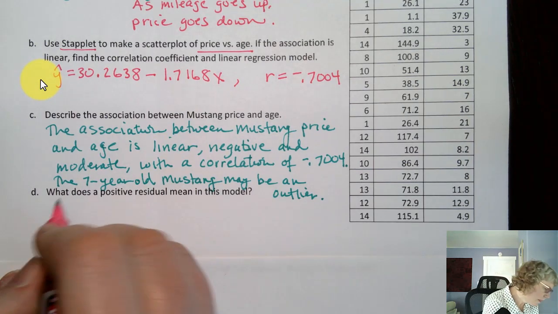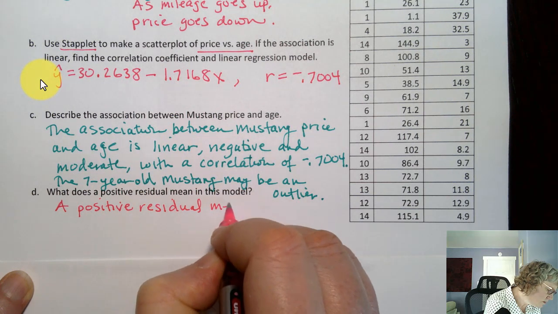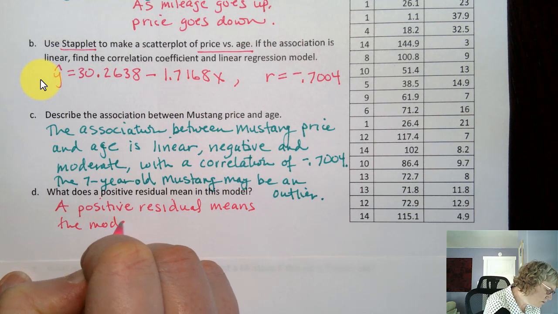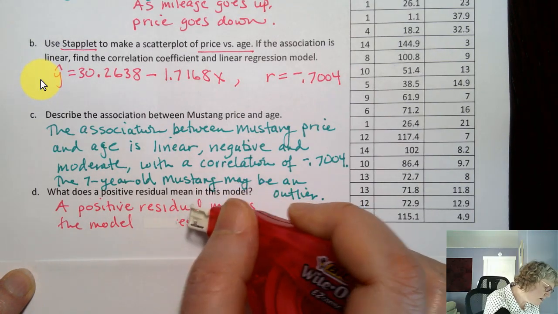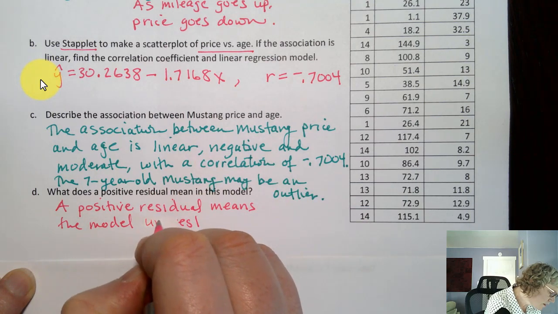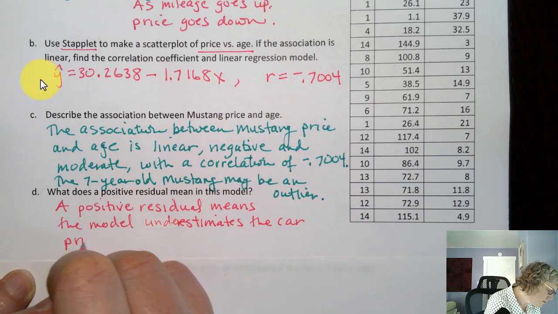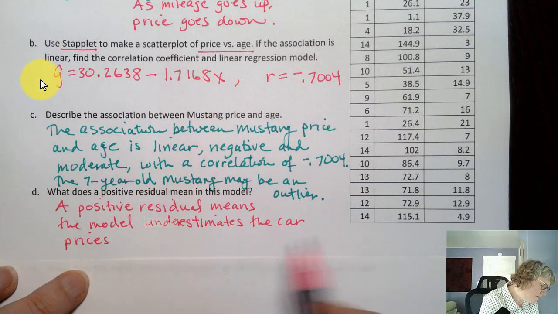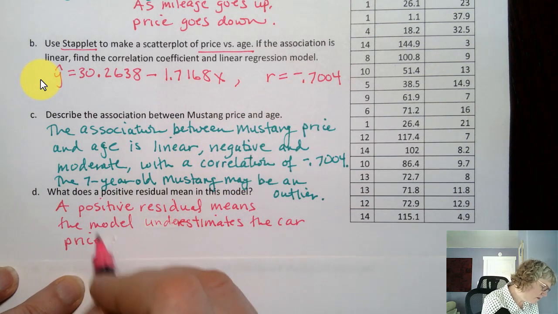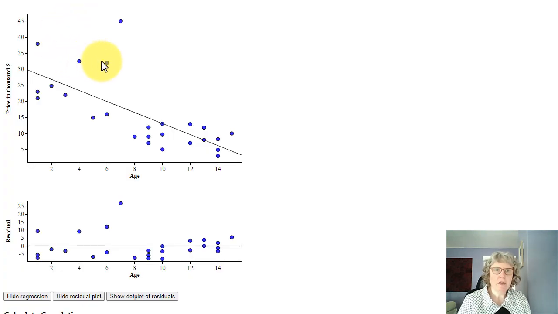A positive residual means the model underestimates the car price. Let's keep it singular. Remember, these words kind of go opposite to each other. The points above have a positive residual, but that means the model's below. So the model underestimates.